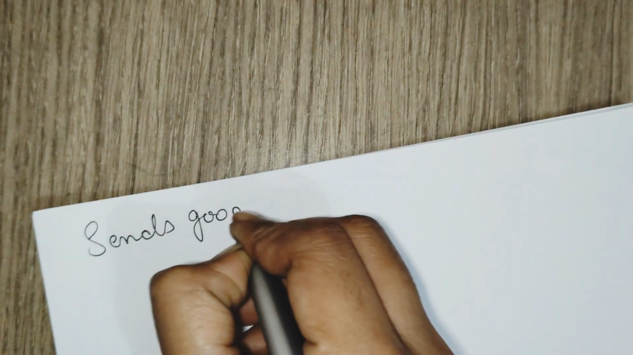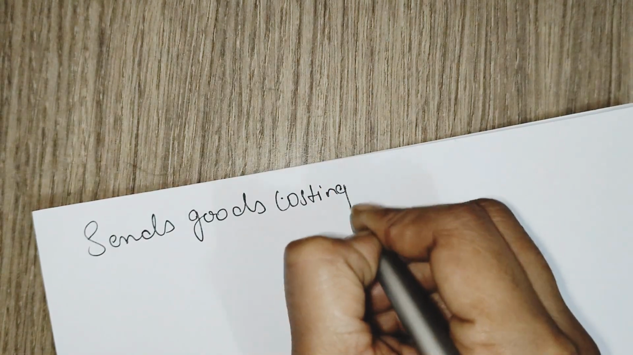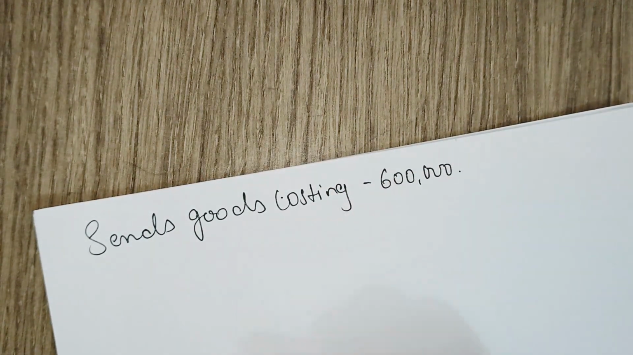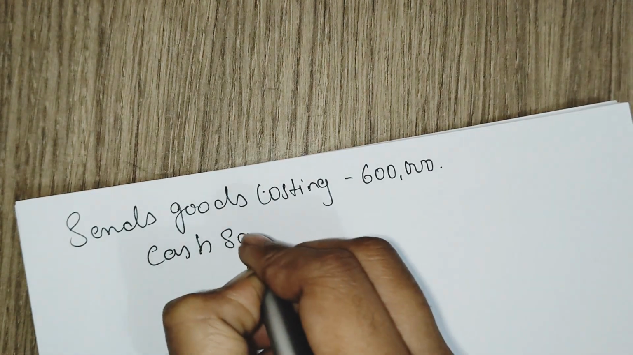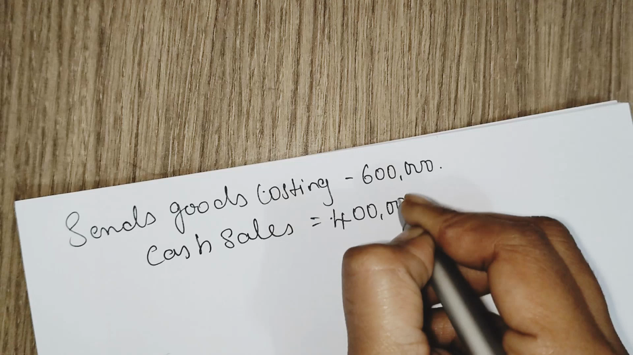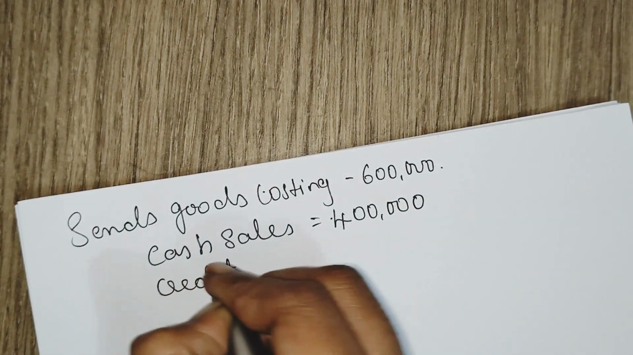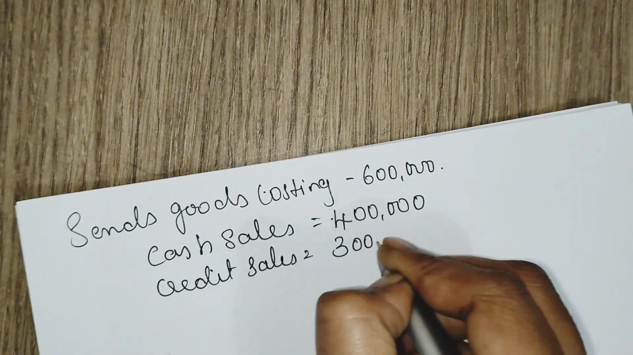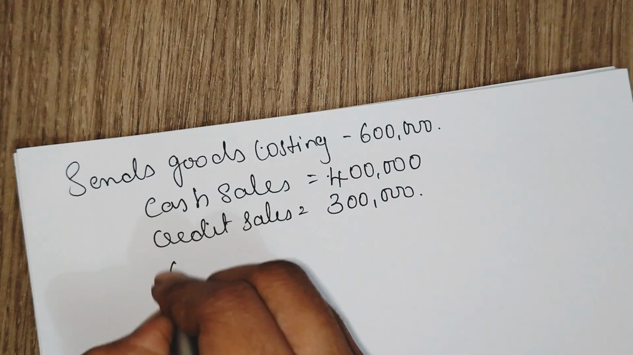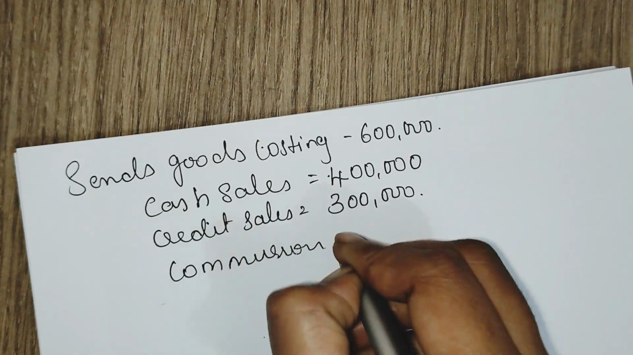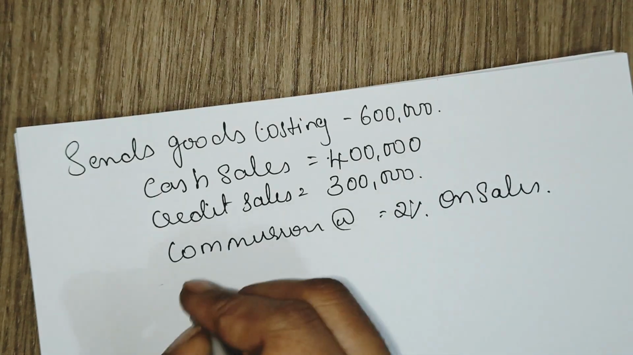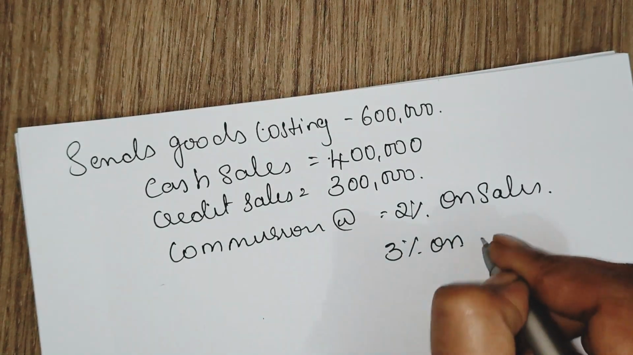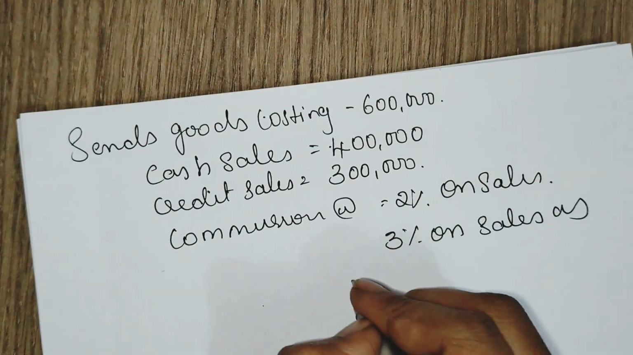Now A sends goods costing 6 lakh to B on consignment basis. He has made cash sale of 4 lakh and credit sale of 3 lakh. And he is entitled to commission at 2% on sales, and 3% on sales as del credere commission.